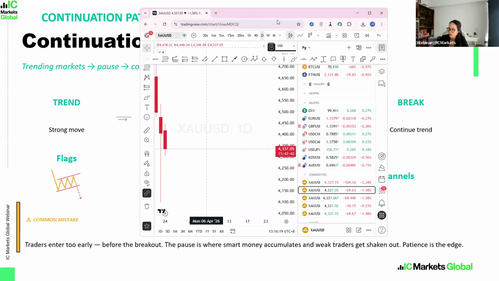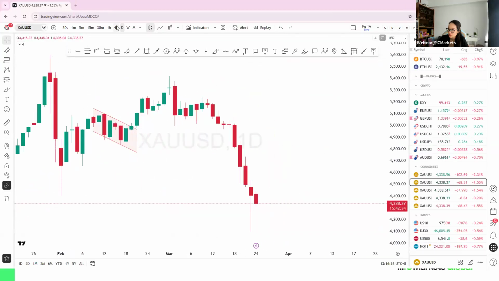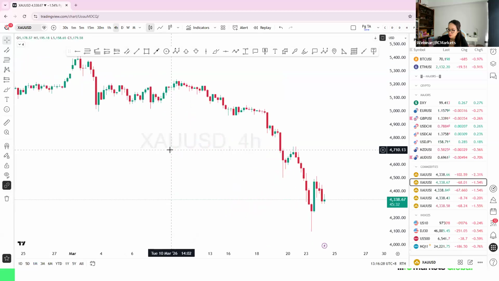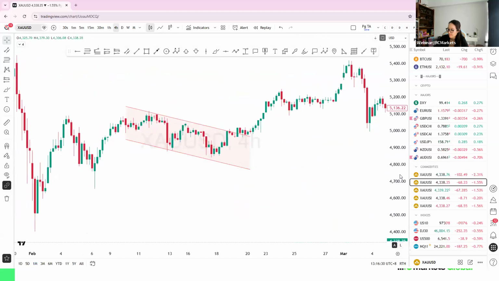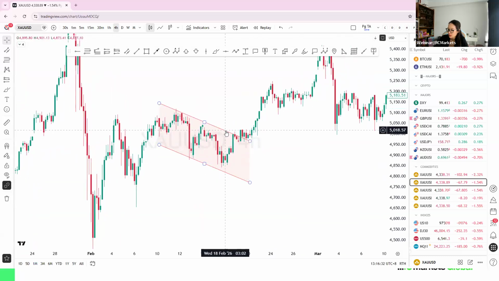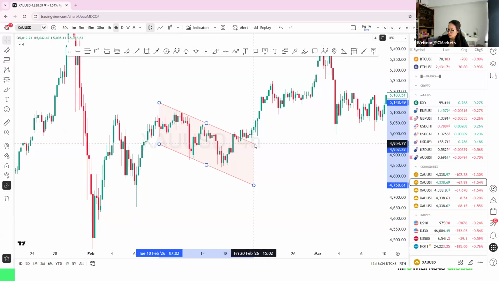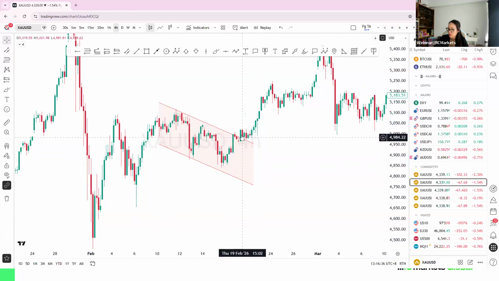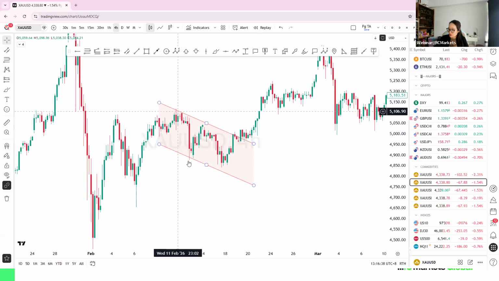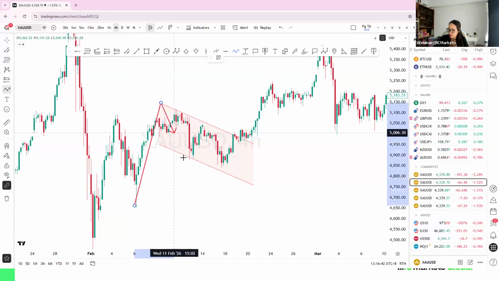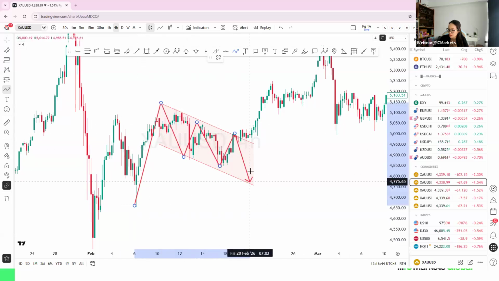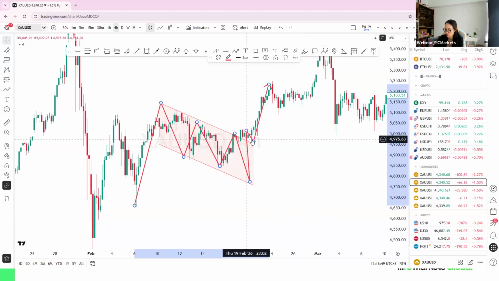This will be like a flag though, but this is considered a channel as well. Let me go to H4 to have a closer look here. To me, I'm gonna consider it's a flag here, but it's a breakout, right? It's being like something like that, and then being bearish here, but then it breaks out, retests, and then continues somewhere here, right?